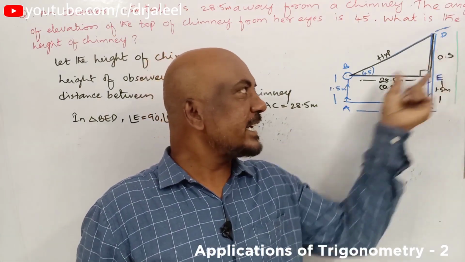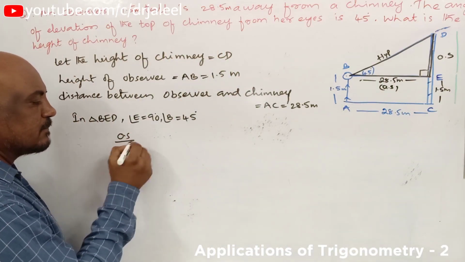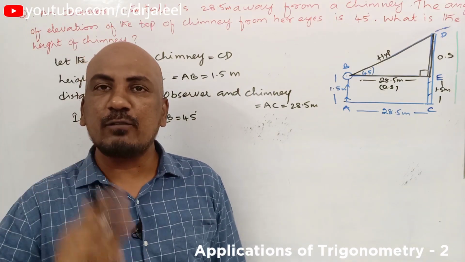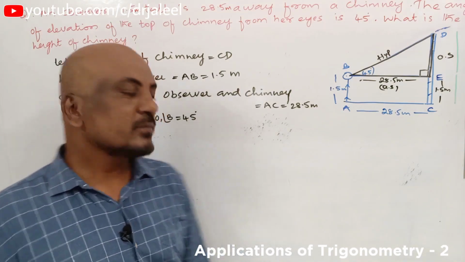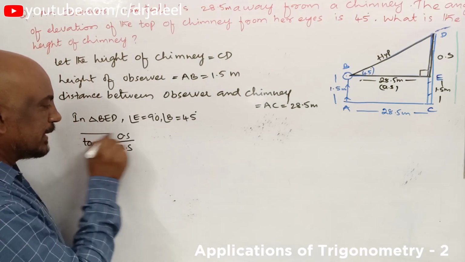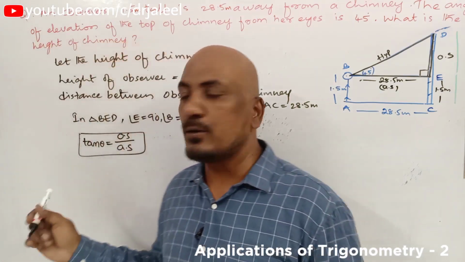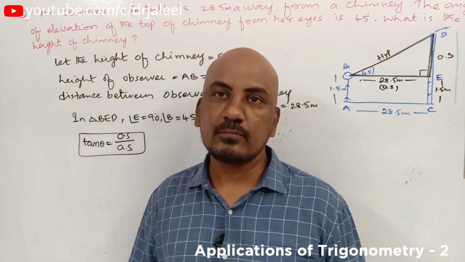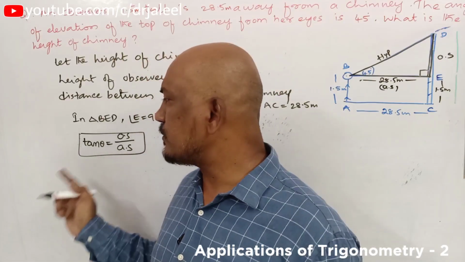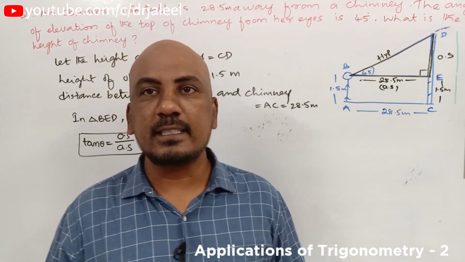So opposite side by adjacent side. Now tell me, what is opposite side of theta by adjacent side of theta? It is nothing but tan theta. So by this, we understand that out of 6 ratios, we are going to use tan theta here. Can you use cot theta? Of course you can use cot theta also, but at that time you need to write adjacent side by opposite side. That's nothing but cot theta.